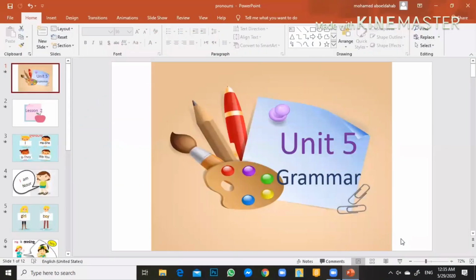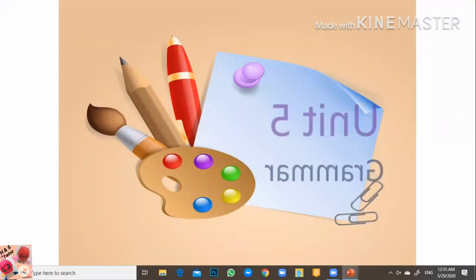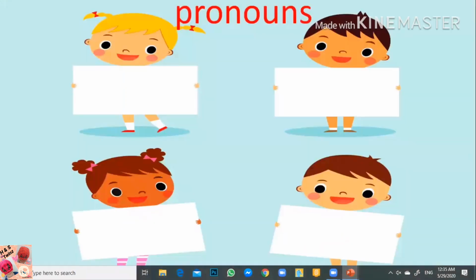This is going to be Unit 5 Grammar. Lesson 2: Pronouns. Today we will talk about pronouns. Are you ready? Yes. Let's go.